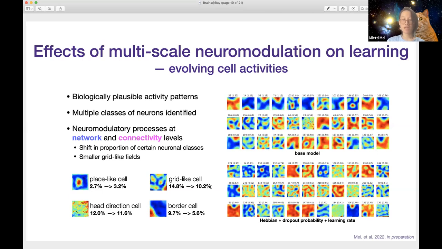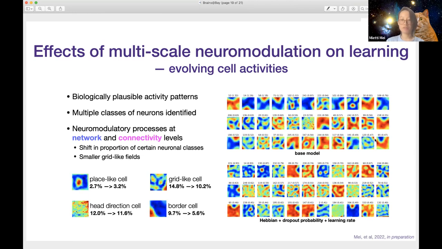As a next step, of course, we will look into how the cell proportion is distributed in the real brain, and whether we can enable a one-to-one projection from a certain cell class, and how that affects our model. In the meantime, there's a slight decrease in the number of head direction cells and a significant decrease in border cells. So currently we are looking into the biological implications of all of these changes. But one take-home message from here is that adding neuromodulation at different levels can change the proportion of different classes of cells and their firing properties.